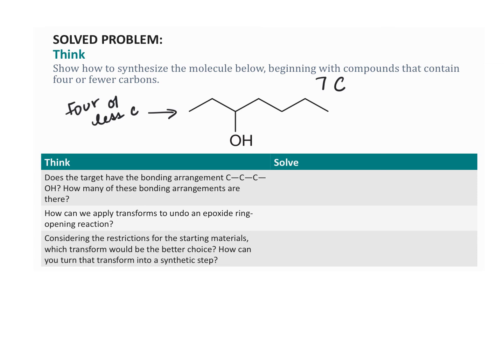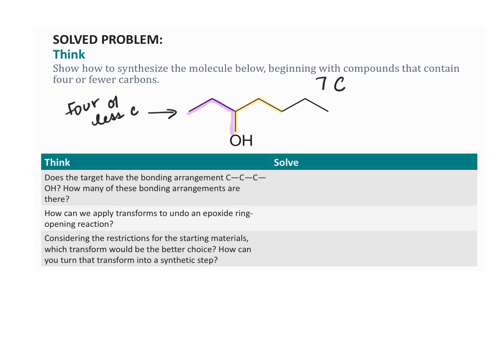Does the target have the bonding arrangement carbon, carbon, carbon, OH? And the answer to that is yes, and there are actually 2 of them. So I'm going to highlight those 2. So let's highlight one in purple. So one is carbon, carbon, carbon, OH there. And then the other one, which let me highlight in yellow, would be carbon, carbon, OH there. So we have 2, okay?